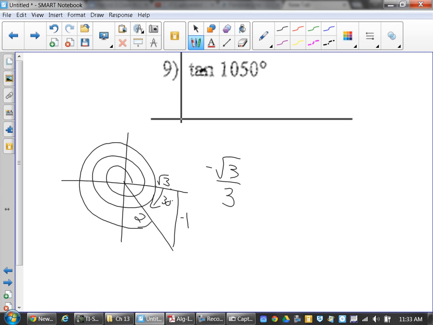Listen, you had one. What'd you get? Okay, so for tangent, if it's in the third quadrant, it's positive, right? Correct. And why is that? Because it's a negative over a negative. Perfect. That's exactly right. That's all it is.